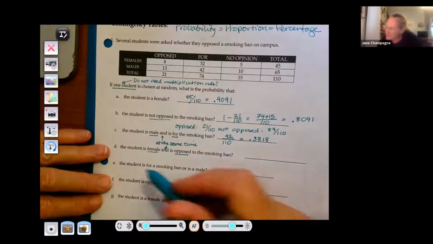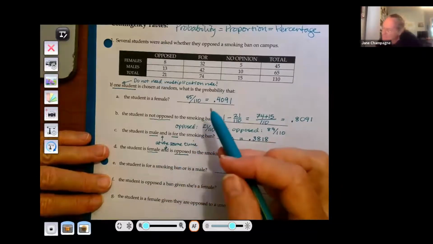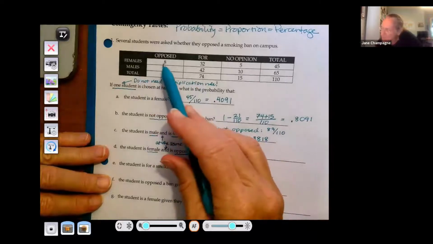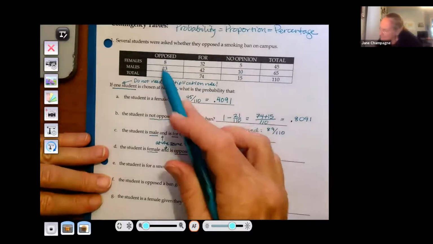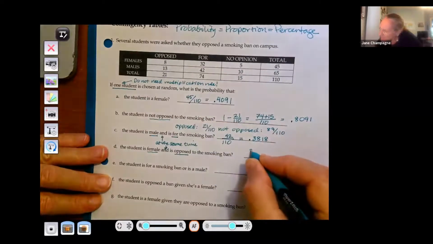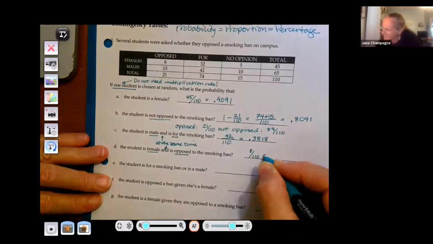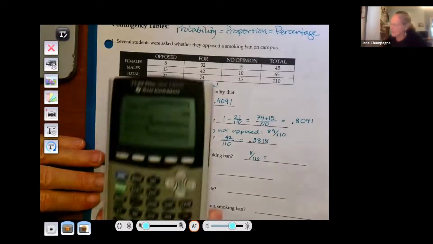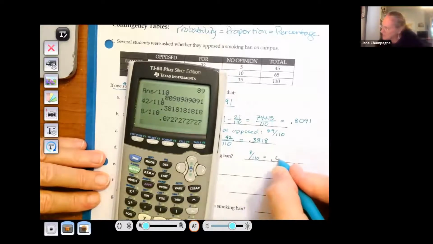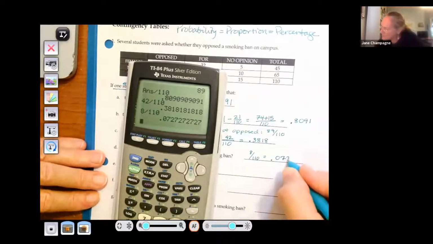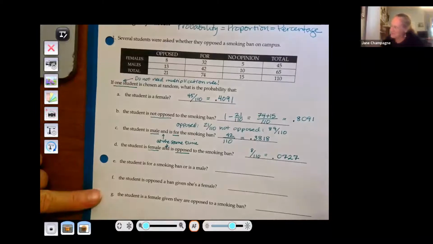All right, back to this problem. So female and opposed. Here we go. There's 8 of them that are in the female row and in the opposed column. So 8 out of 110. 8 out of 110 is 0.0727. All right, part E.